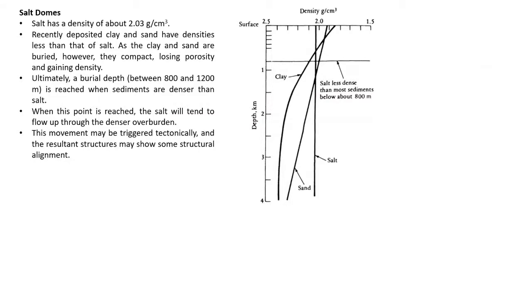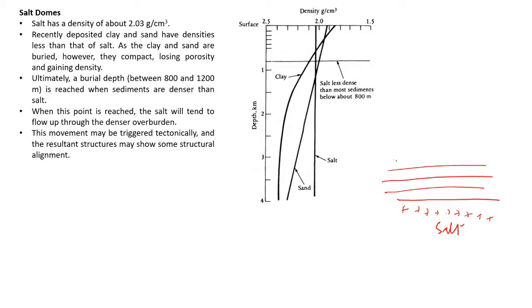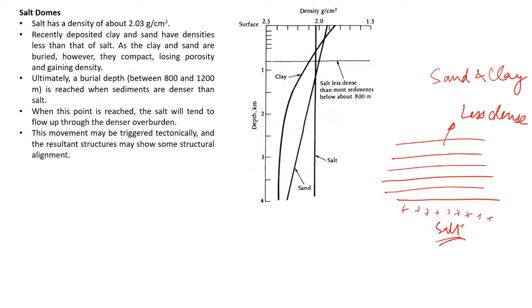Salt is much denser. Remember, it has a density of about 2.03 gram per centimeter cube. Now let us see that this is a salt flat, and it is being overlain by other sediments. Unless and until these sediments are either on the surface or they are shallow in their burial depth, they are less dense. And what are these sediments? Normally sand and clay. So sand and clay are less dense than the salt once the burial depth is less or they are on the surface.